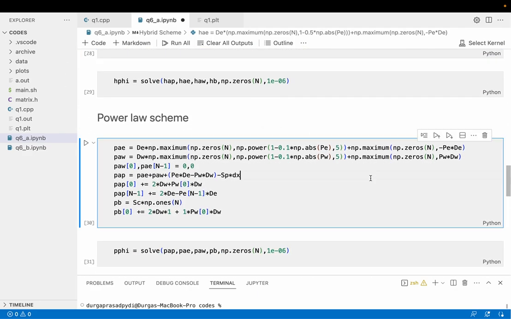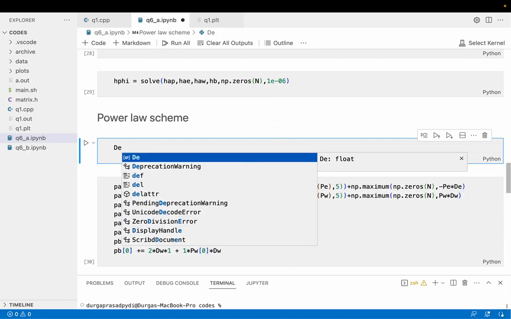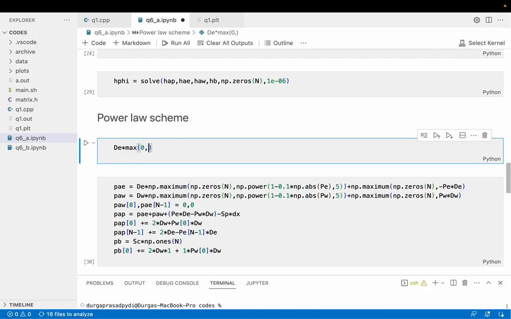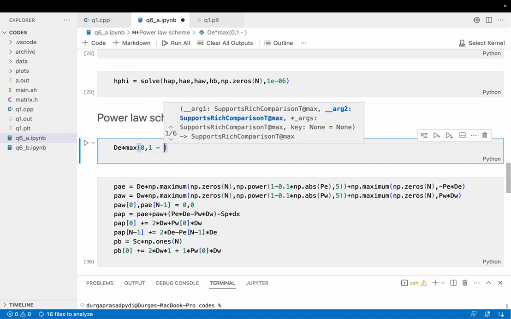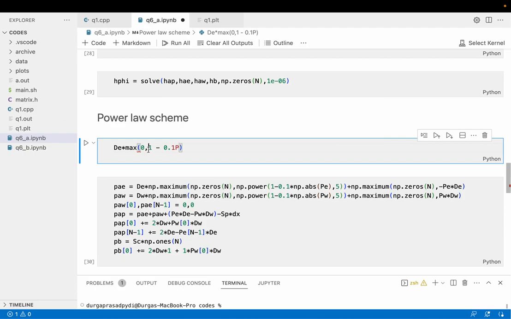And then there is a power law scheme. This is just an approximation of the previous one, a better one. Here what you do is you just take DE times maximum of 0 comma 1 minus 0.1 PE, whole power 5, and remaining everything else is similar.